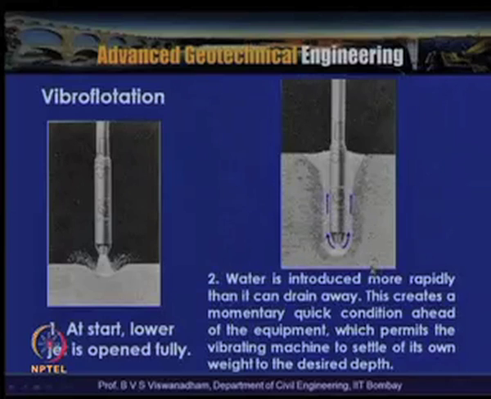At the start, the lower jet is opened fully, and in this step water is introduced more rapidly than it can drain away. This momentarily creates the so-called quick condition ahead of the equipment, which permits the vibrating machine to settle under its own weight. The weight itself is sufficient to settle the probe to the desired depth.